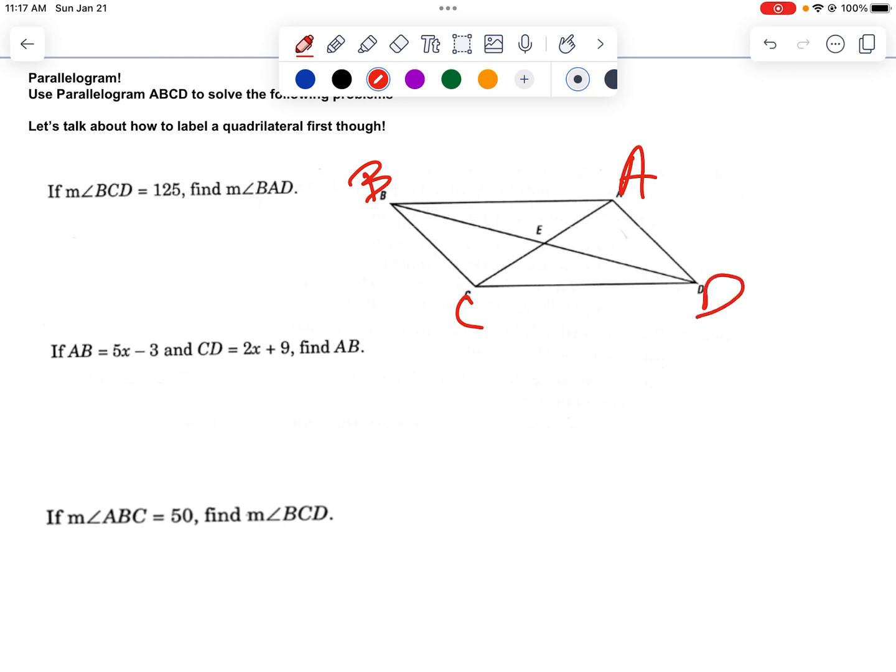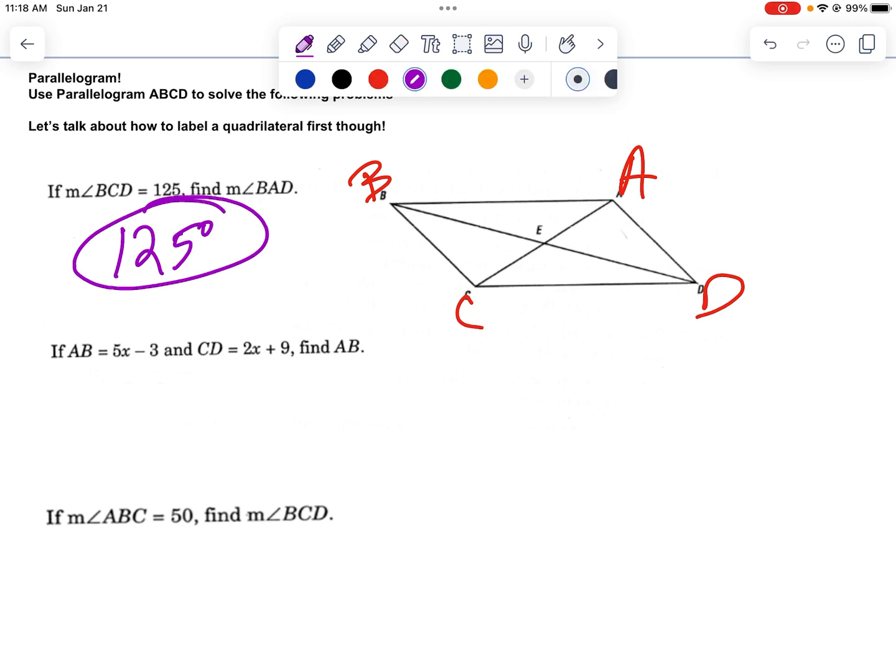Let's start with angle BCD. So angle BCD is right here. They're giving us that it is 125. We have to figure out the measure of BAD right there. Well, if you notice that those two angles are directly across from each other, meaning they are opposite angles. And looking at our packet, we know that both pairs of opposite angles are congruent. So angle BAD is also 125.